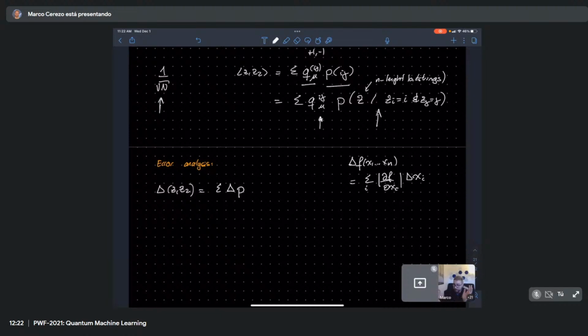That 1 over square root of n, that finite measurement shot, which clearly defines quantum mechanics and clearly defines quantum computing through the fact that quantum computing is probabilistic, is going to be all over the place.